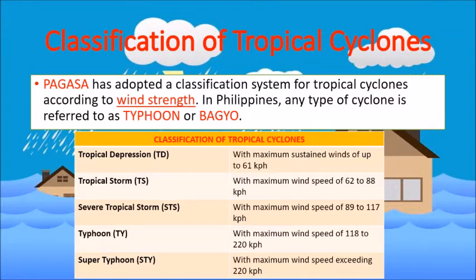There are other types of weather disturbances. They call these tropical wave and zones of disturbed weather. But in the Philippines, we usually term or refer to this as typhoon or bagyo.